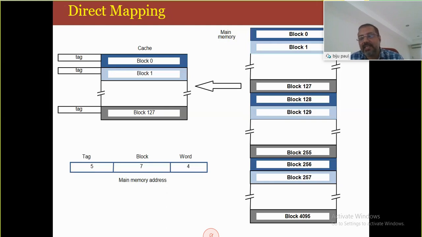Then what is the size of the block in my example? In block 0, there are 16 locations. Block 0, 16 locations. Block 1, 16 locations. Block 127, 16 locations. Cache memory is also the same block size. So in block 0, I can store 16 words in the cache memory. Then what do you mean by direct mapping?